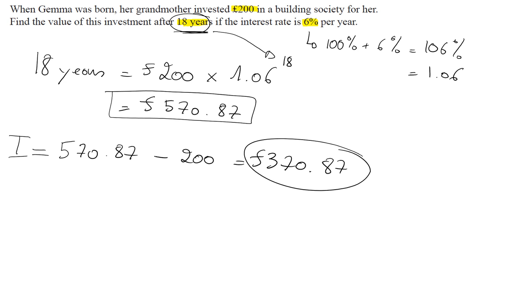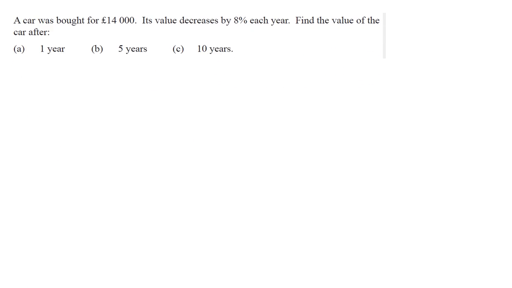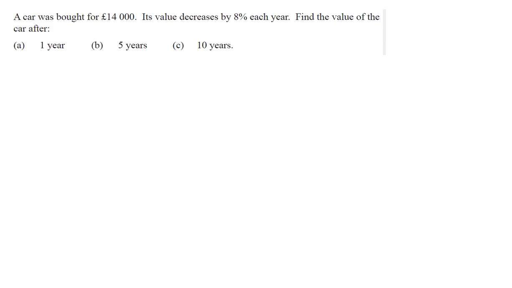Now this method also works for depreciation. Depreciation means it's the opposite of compound interest. Depreciation means that the value goes down every year. A very easy example is the value of a car. When you buy a car one year, the next year it's going to be worth a lot less than it was originally. So I also have an example for that.